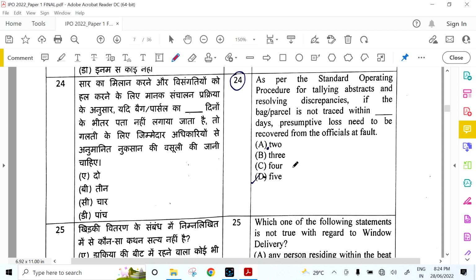As per the standard operating procedure for tallying abstracts and resolving discrepancies, if the parcel or bag is not traced within dash days, presumptive loss need to be recovered from the officials at fault. The answer is 5 days. Okay.